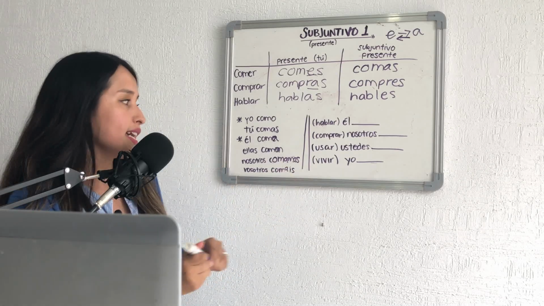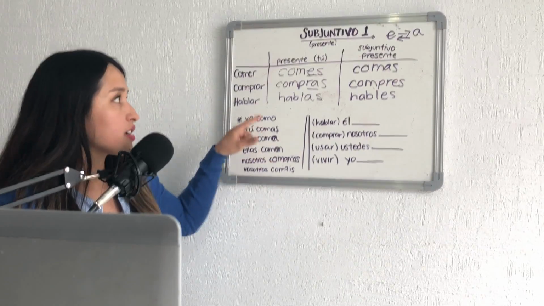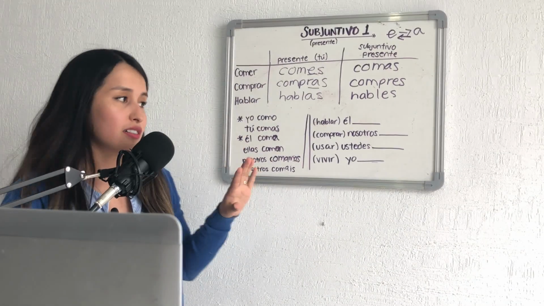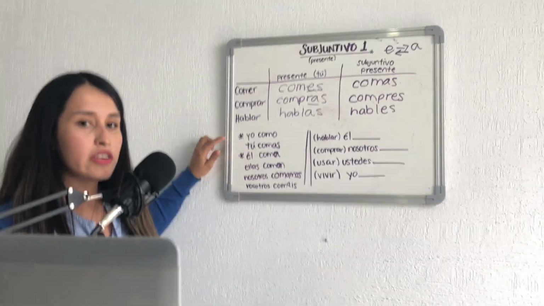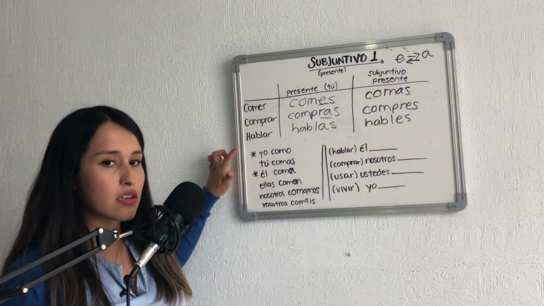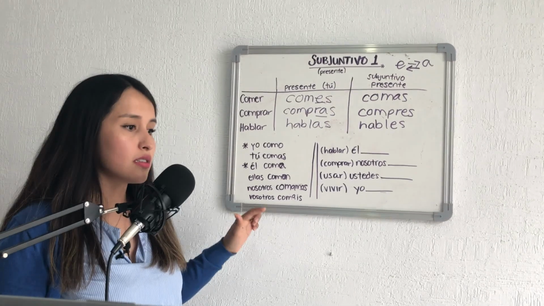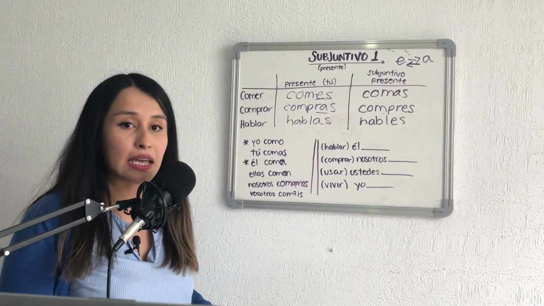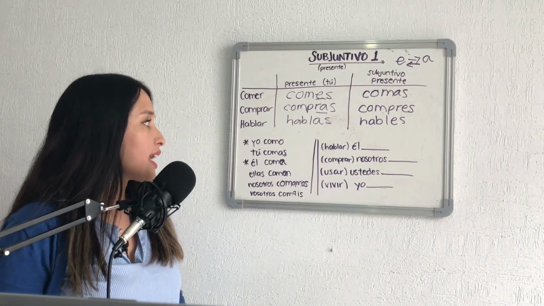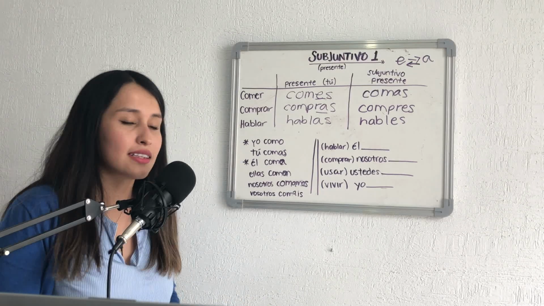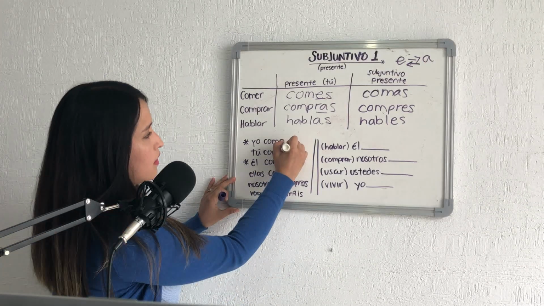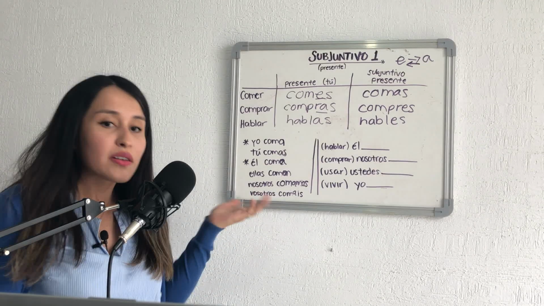So all I did, except for comer, is to change letter E for a letter A. That's it, okay? So what about yo? If you notice, yo and él have a little star next to them. Why? Because yo and él in the subjunctive, the present subjunctive, are exactly the same. So if it's él coma, it's yo coma, the same verb. There you go, it's pretty easy, right?